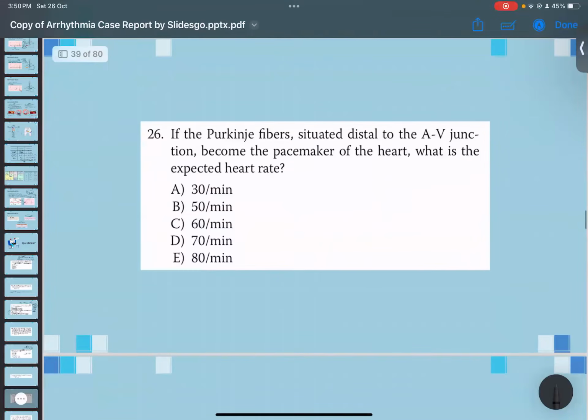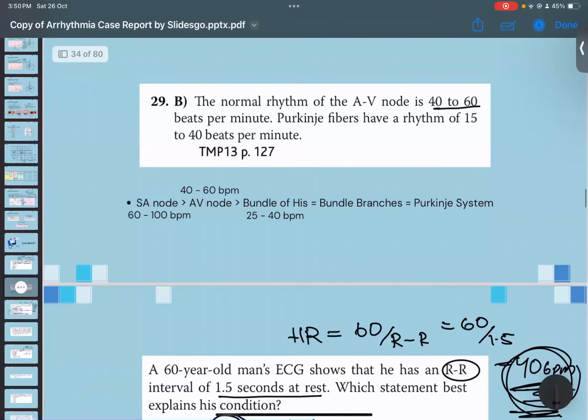Now, if the Purkinje fibers situated below the AV junction become the pacemaker of the heart, what is the expected heart rate? Going back up here: SA node 60 to 100, AV node 40 to 60, and then the Purkinje system takes over. So now they are firing at a rate between 25 to 40.